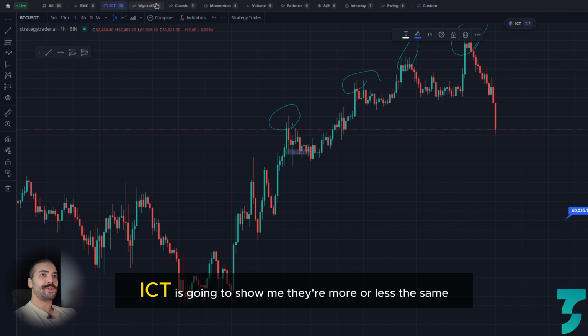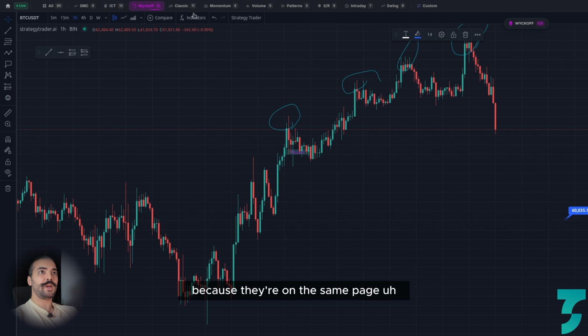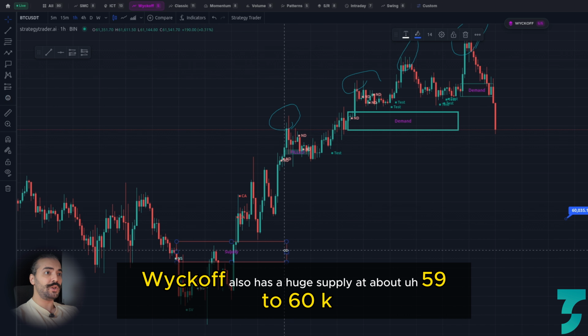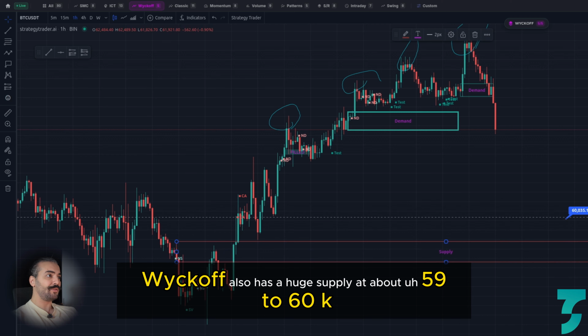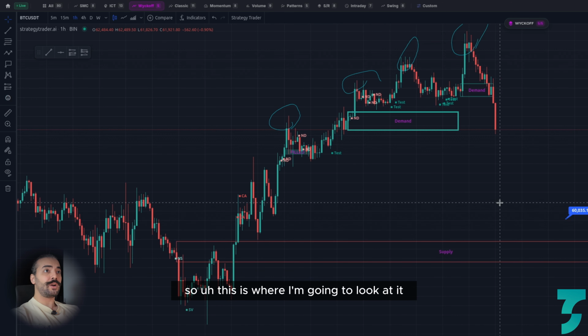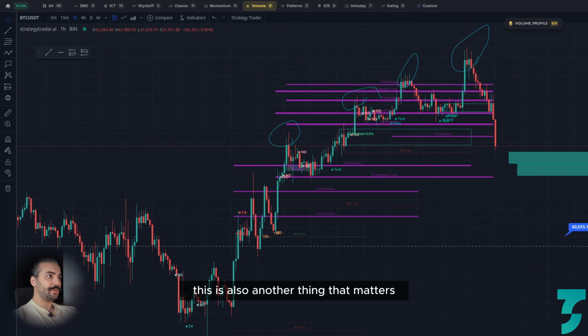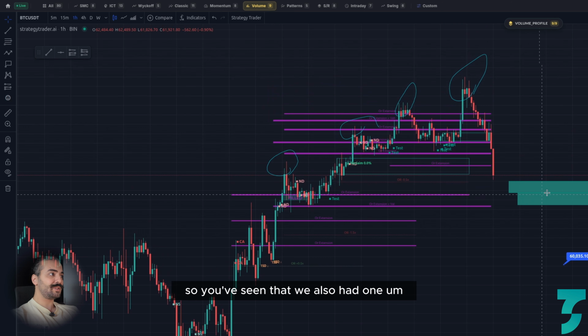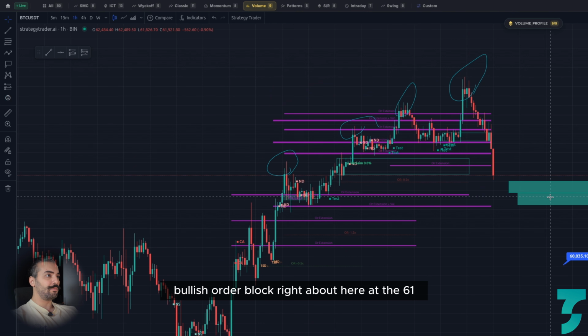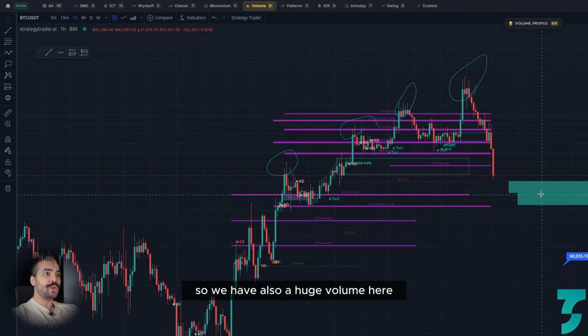ICT is going to show me more or less the same because they're on the same page. Wyckoff also has a huge supply at about 59 to 60K, so this is where I'm going to look. I'm not going to go through the classics, but the volume is also another thing that matters. You've seen that we also had one bullish order block right about here at the 61, so we also have a huge volume here.